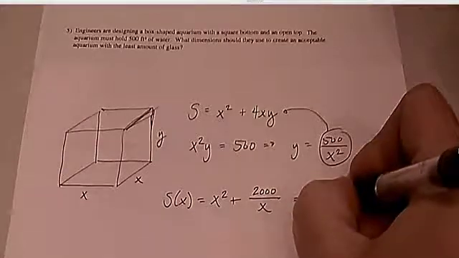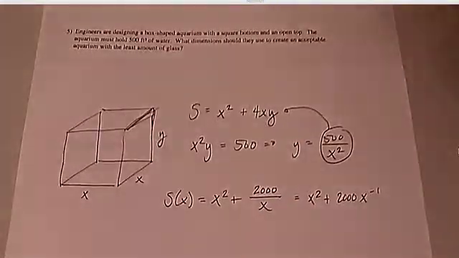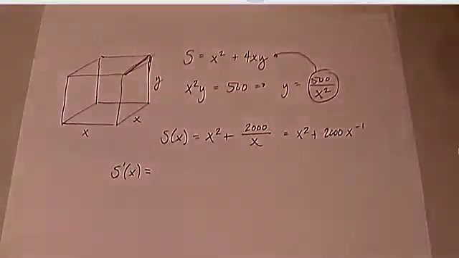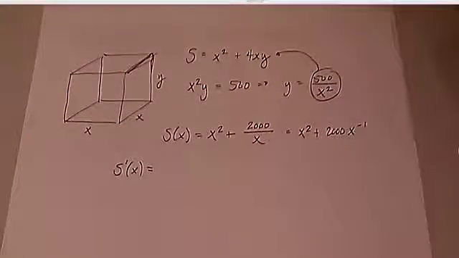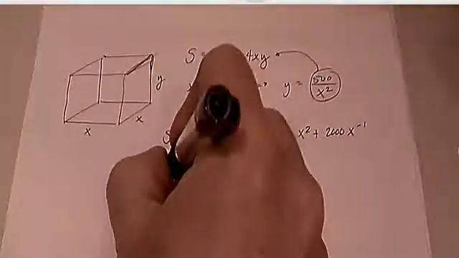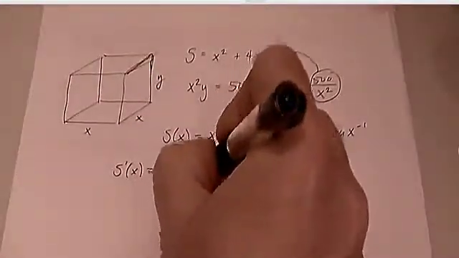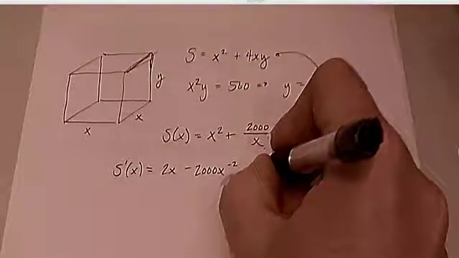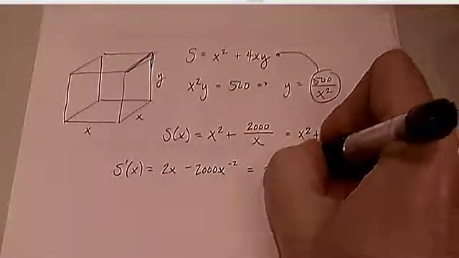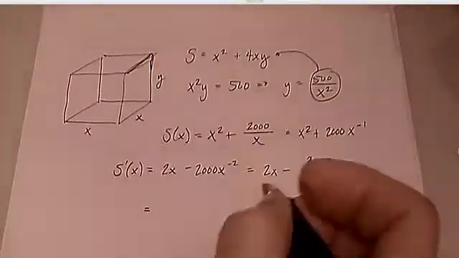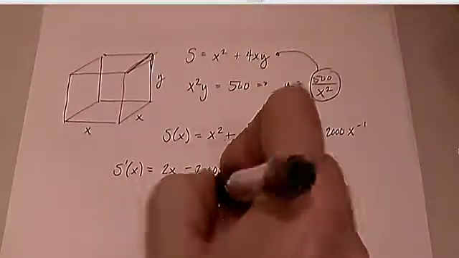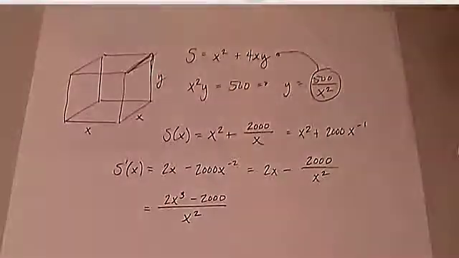Now, some of you might want to look at it like this for purposes of differentiation. Notice that this is not a quadratic now. I could not use completing the square in order to find this maximum or this minimum, okay? So that becomes 2x minus 2,000 x to the negative 2, okay? Now that is 2x minus 2,000 over x squared, or if you want, it becomes 2x cubed minus 2,000 over x squared.